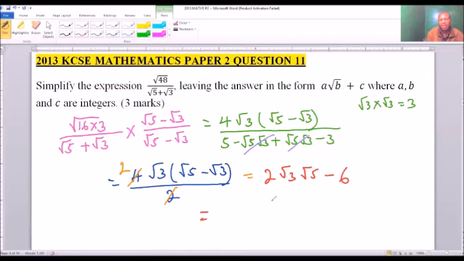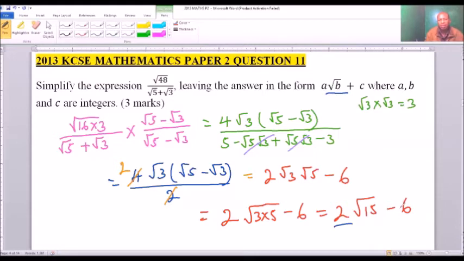So we can now simply say this is equal to 2. We combine the surds, that is root 5. This is the same as writing 3 times 5 under the same root sign minus 6. And therefore, finally, we have 2 root 15 minus 6. So we have achieved what we were required by writing our expression in this format. And now our A is 2, B is 15, and C is minus 6.